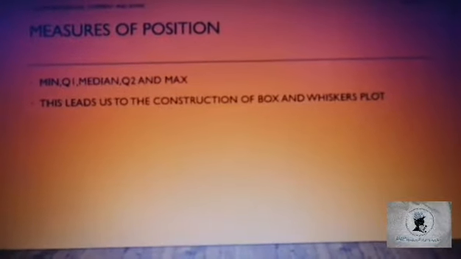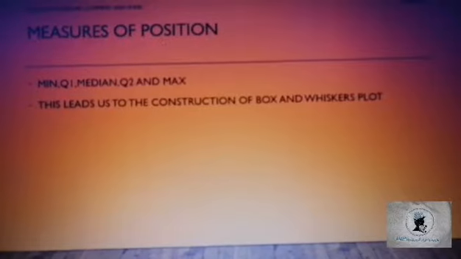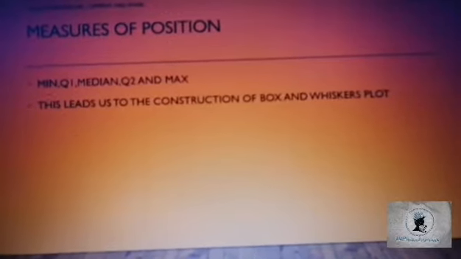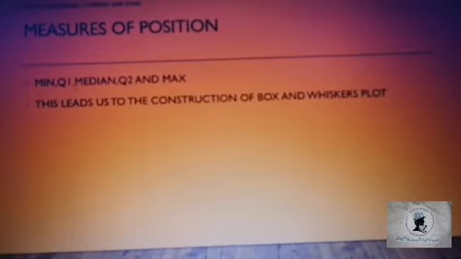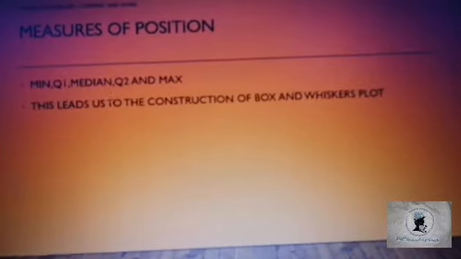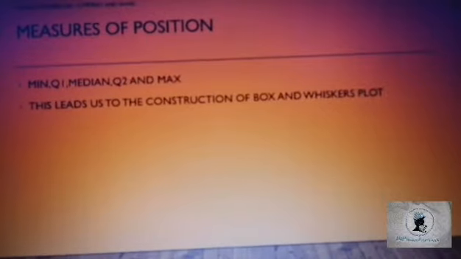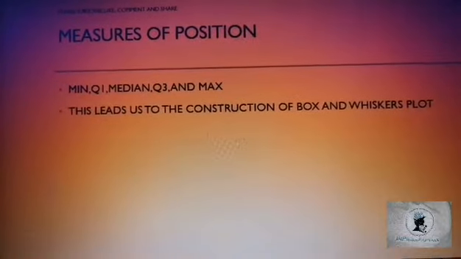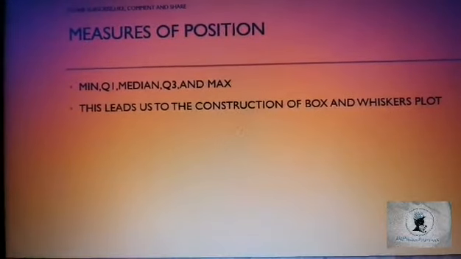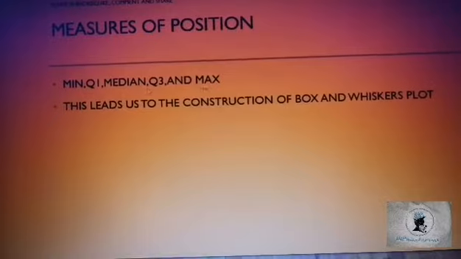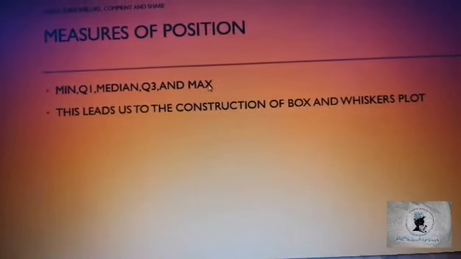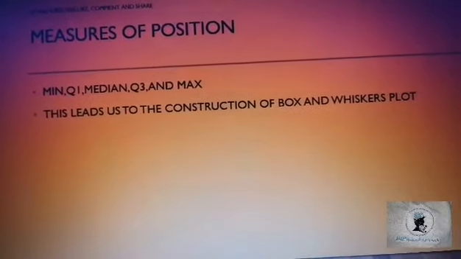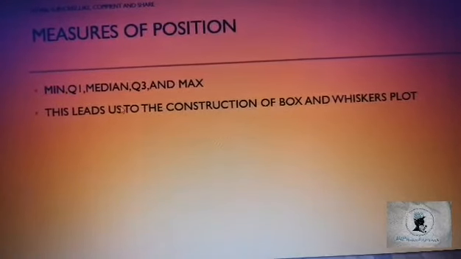Last but not least, we have our measures of position, where we've got our minimum value, our Q1, which is the lower quartile, the median, the Q3, sorry about that, and your maximum value. So guys, this part will lead us to how to construct our box and whiskers plot.